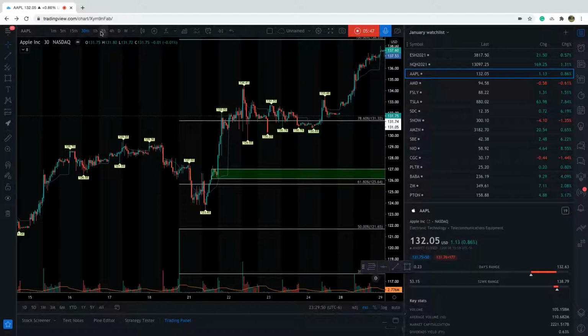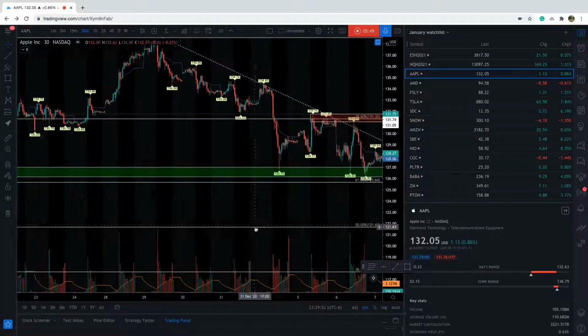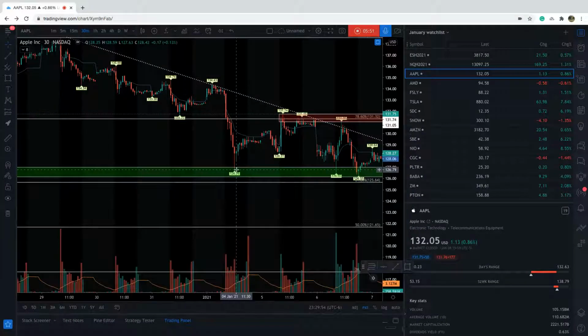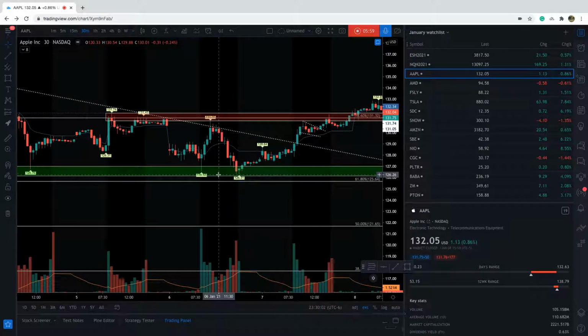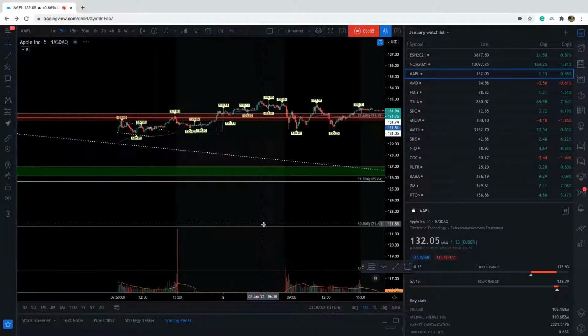So let's take a look at what happened. We had a rally, a drop into demand, and then a rally. Eventually, we came back down. This was the day we entered the swing trade. We started off the morning. Let's go to a 5-minute to really capture what happened.